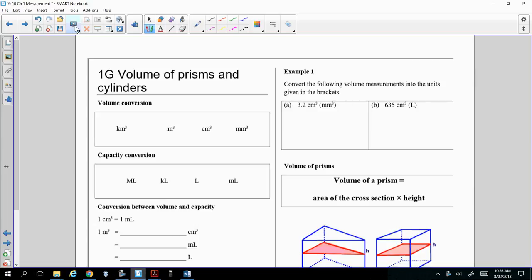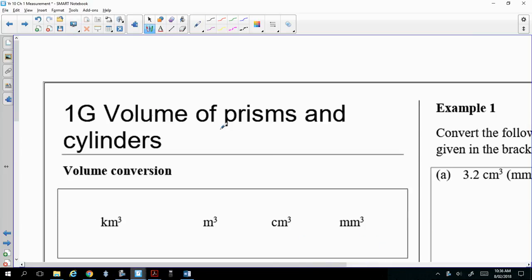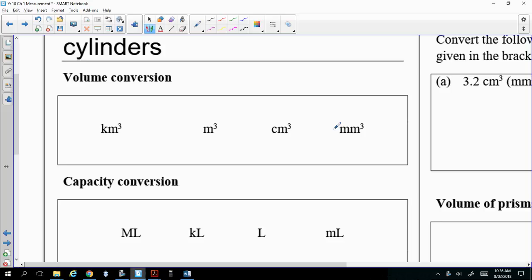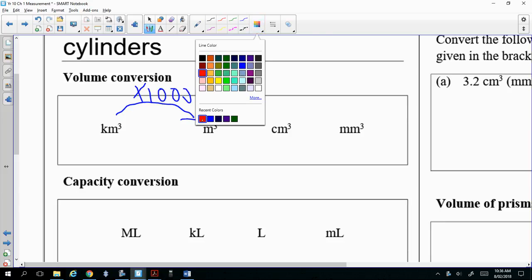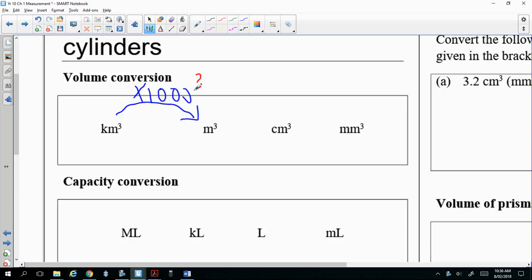Volume of prisms and cylinders. So this is slightly easier. First we have to do the conversion for volume. You times by 1,000, but because it's volume, you have to cube it. Make sense? Okay, good. So let me write this again, cubed.